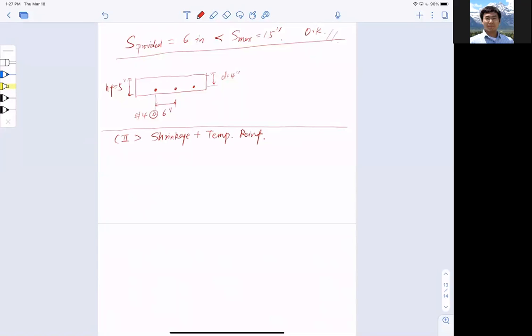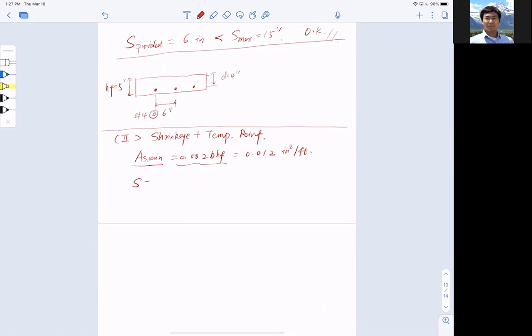First of all, we have to look at As min again. Remember from shrinkage and temperature, As min has to equal 0.002 b h. So this equation is identical to the previous equation, and we can carry this to be 0.012 inch squared per foot. With this, it looks like I just need to provide reinforcement that exceeds this number.